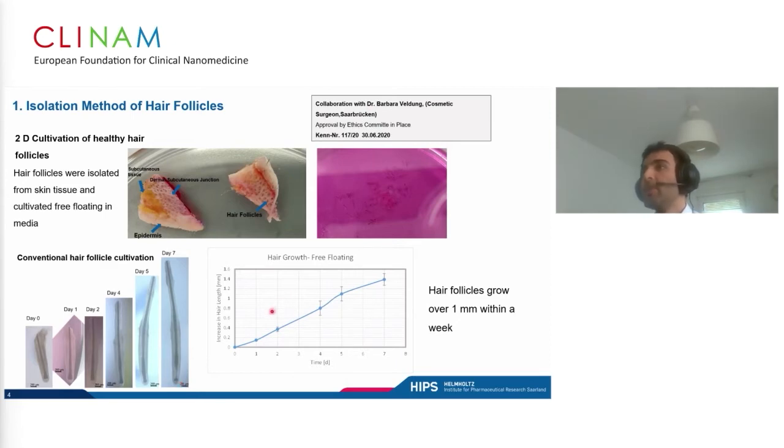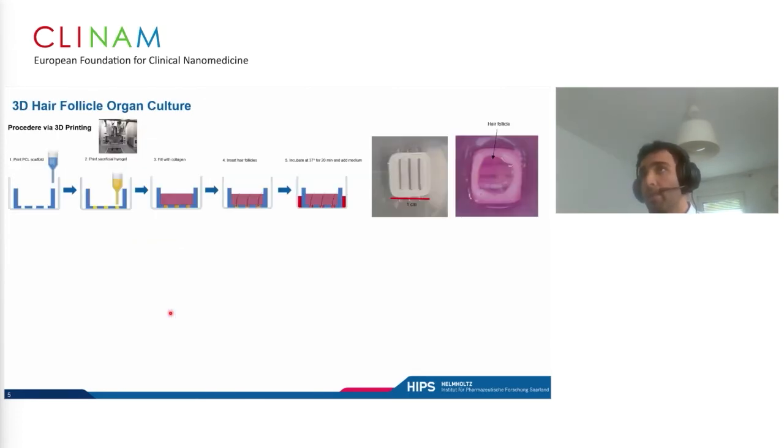But this is the time range, and that was nice to see. So the next step was to go and repeat this in a 3D environment. And after a couple of failures with different approaches, we figured out that to do that, we still have to maintain a good nutrition supply to our hair follicle, which is pivotal. So what we did after a couple of failures and other approaches is we used the technology of 3D printing.